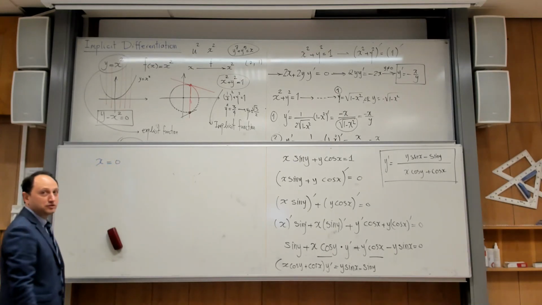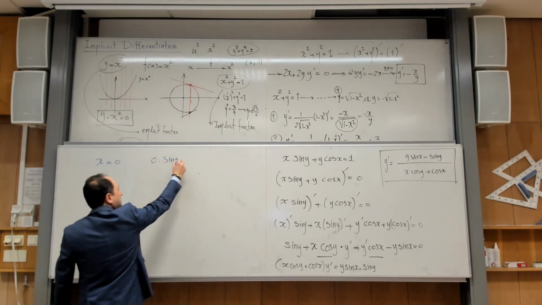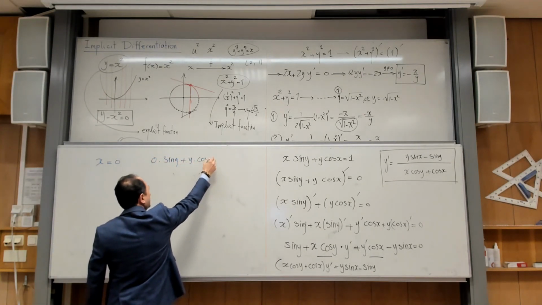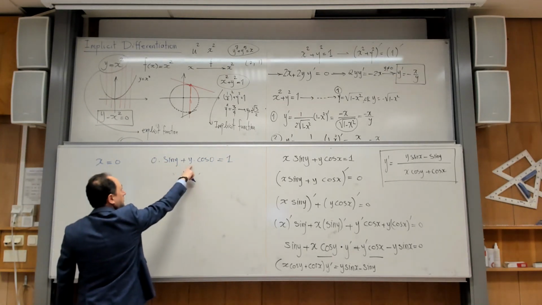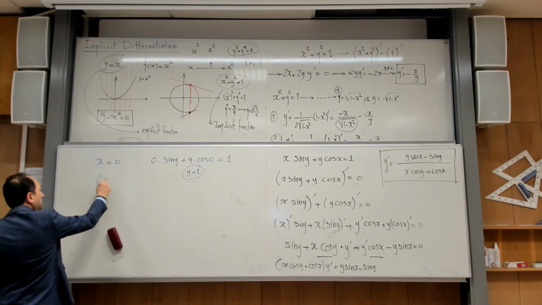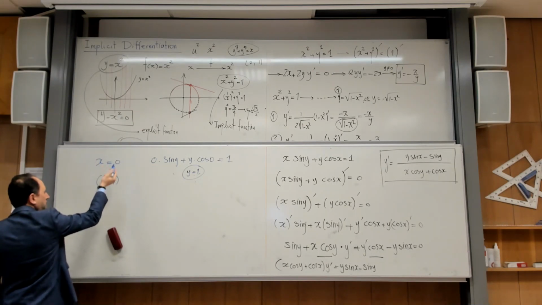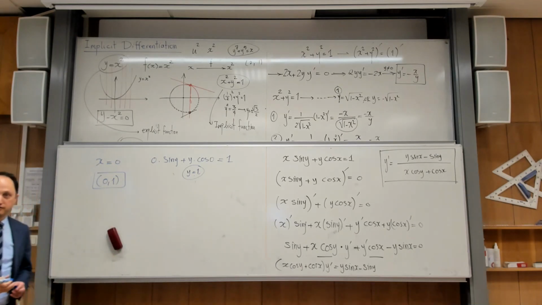If I put x equals 0, then what happens? It becomes 0 times sine y plus y times cosine 0 is equal to 1. Then this part is 0, and y is 1. So this means that (0, 1), x is 0, y is 1, should be a point on the graph. Is there any other point we can say, y is 0, x is 1? That's also one point. Okay, but let us stick with this one.